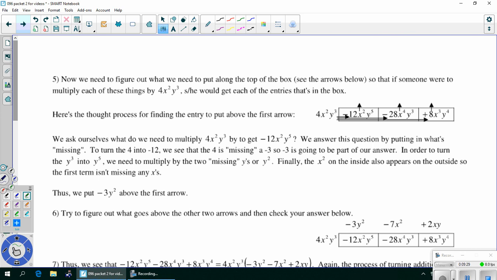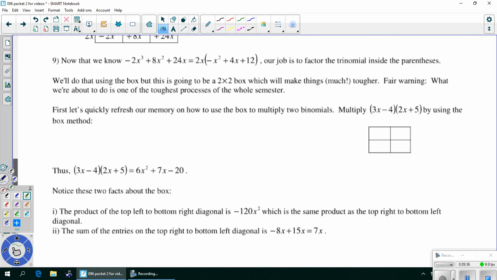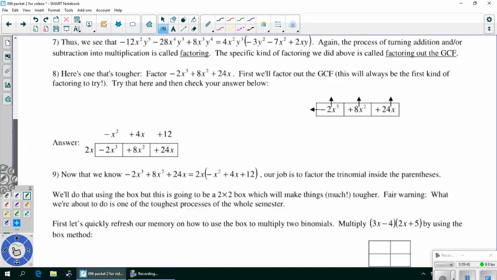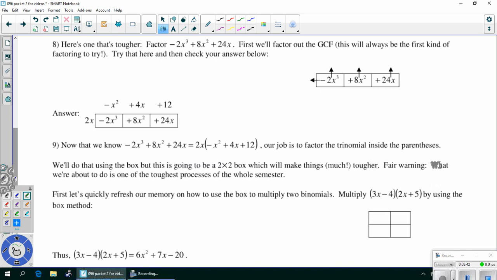Okay, so there's lots of details typed up here, but I explained all of this when we worked through that previous example. So next up is number 8. So here's one that's tougher. Factor negative 2x cubed plus 8x squared plus 24x. First thing we need to do is factor out the greatest common factor, just like before.